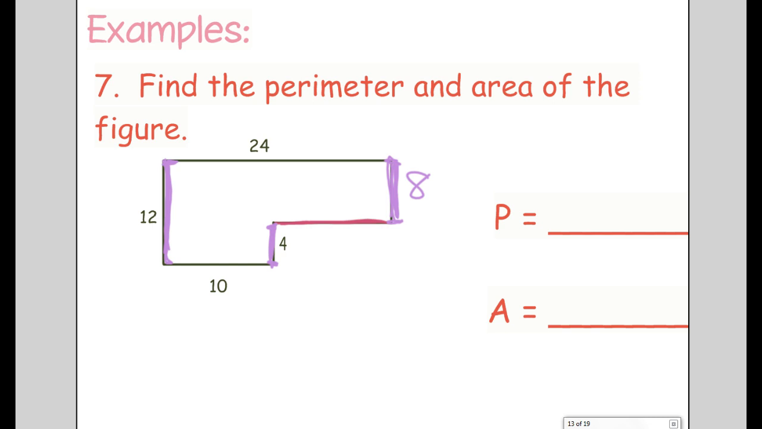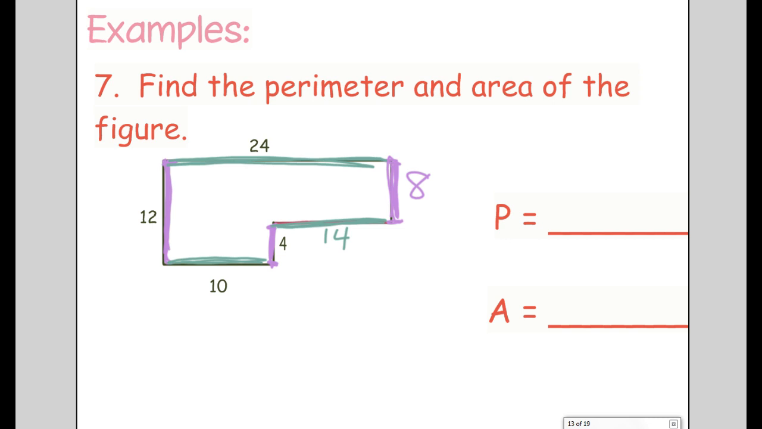Okay, now let's only look at horizontal. Only allowed to look at horizontal. 24, 10, and missing. Melanie, what would this one be right here? 14, 24 minus 10. Yay, now we have all of our sides.